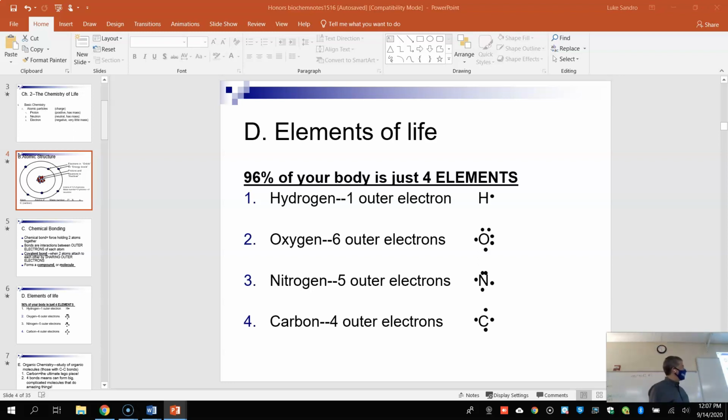So those 4 elements, hydrogen, oxygen, nitrogen, and carbon. And if you're looking for a dumb way to remember this thing, as I always am, it spells honk. Kinda. With a C instead of a K.